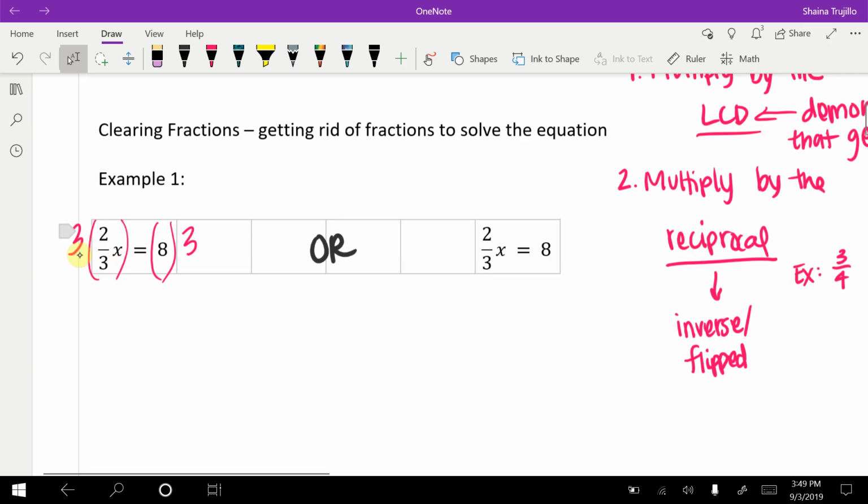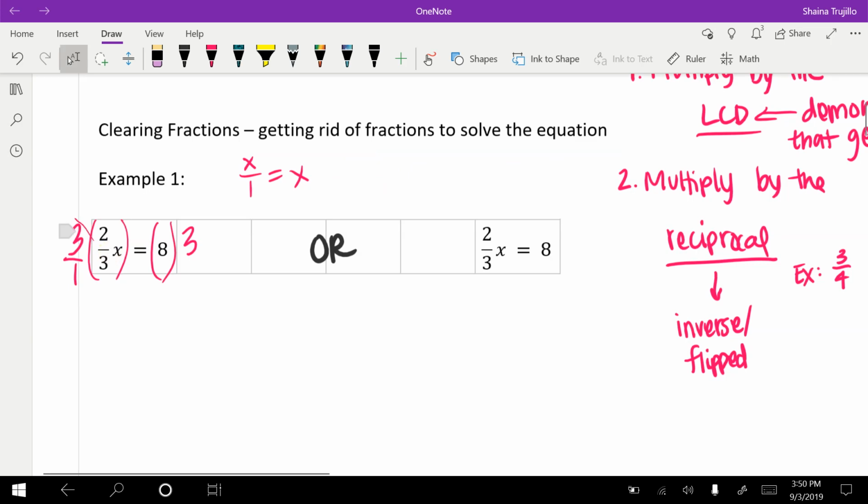Okay, now this 3 is actually 3/1, because if you remember our identity property, any number over 1 equals the number. So if I have 4/1, that is the same as 4. 3/1 is the same as 3. 5/1 is the same as 5, and so on. Okay, so I'm going to multiply by 3.